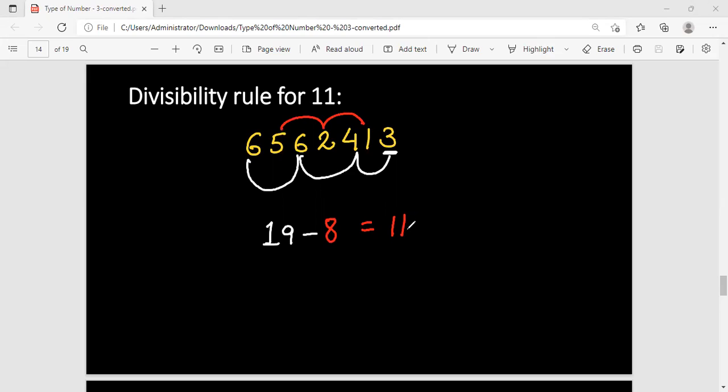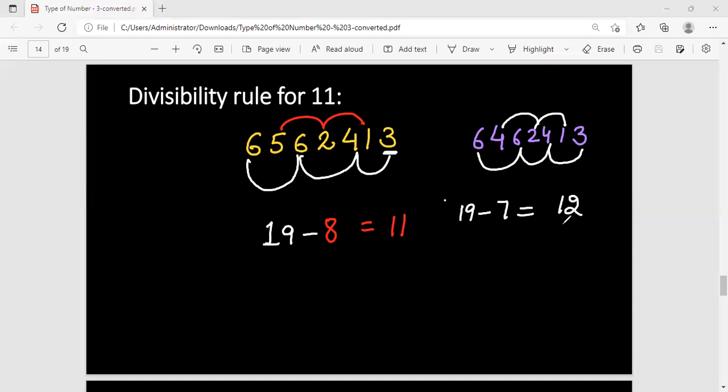I hope all of you are getting me. Guys, always start with the unit place. Why so? Because had it been, let us change the number here. What is the usage of starting from the unit place? Had my question been 6462413, now you take the total 7, 13, 19 minus 6, 7. What are you getting here? 12.